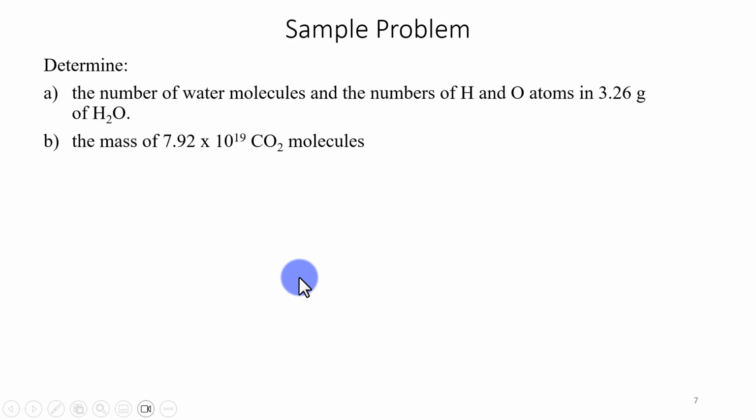Let's take a look at another sample problem. We have to determine the number of water molecules and the numbers of hydrogen and oxygen atoms in 3.26 grams of water. Okay, what is the first thing we need to do? The first thing we need to do in any of these problems is figure out the molar mass of my water.